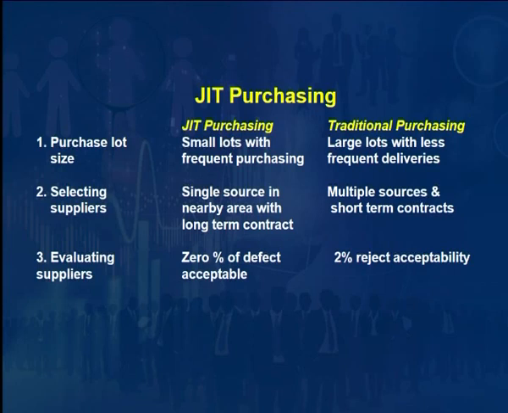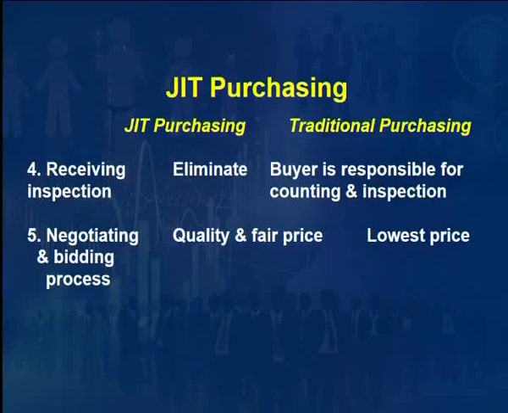How do you evaluate the suppliers? In JIT purchasing, there is 0% defect acceptance, whereas in traditional purchasing, you say, okay, 2% reject acceptability will be there. Then further, how do you work on receiving inspection? In JIT purchasing, you eliminate it. There is no need for receiving inspection, whereas in traditional purchasing, the buyer is responsible for counting and inspection. How do you do the negotiation and bidding process? In JIT purchasing, you focus on quality and fair price, whereas in traditional purchasing, you focus on lowest price.